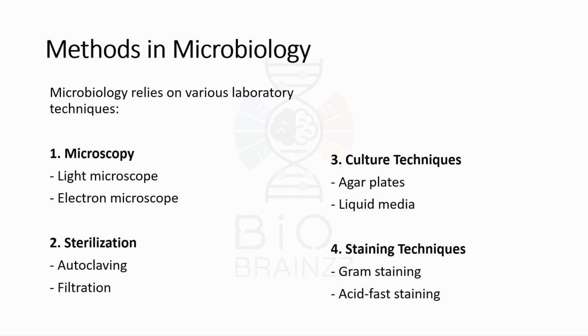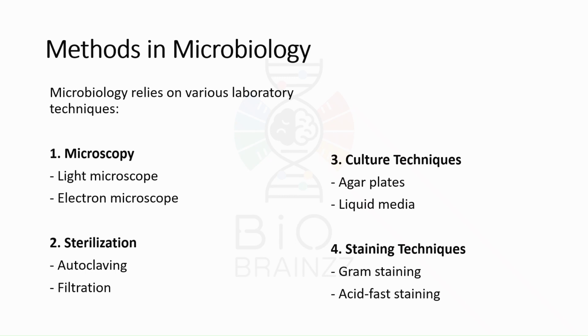Another important aspect is sterilization, which ensures that unwanted microorganisms are removed or destroyed. Methods such as autoclaving use high-pressure steam to achieve sterilization, while filtration is used for heat-sensitive materials. Additionally, culture techniques using agar plates or liquid media are used to grow microorganisms under controlled conditions.